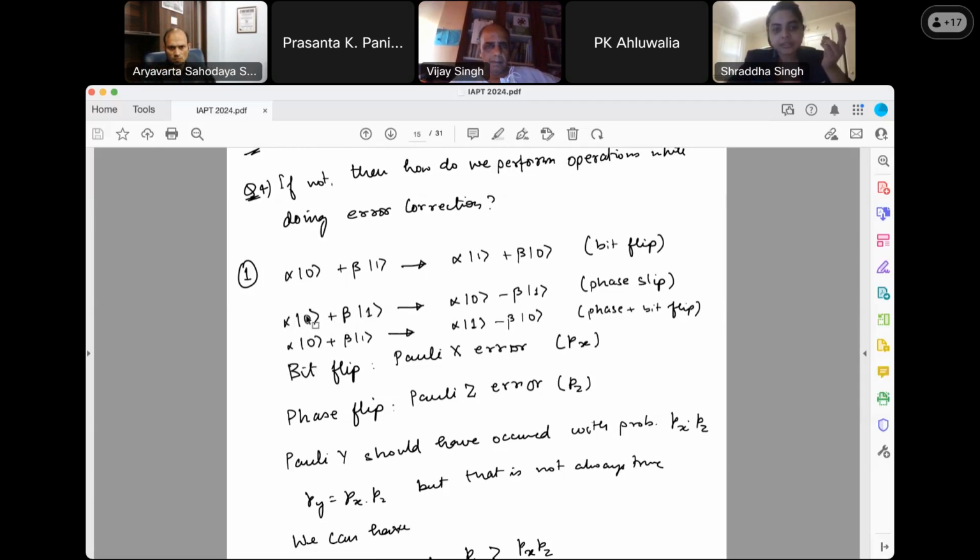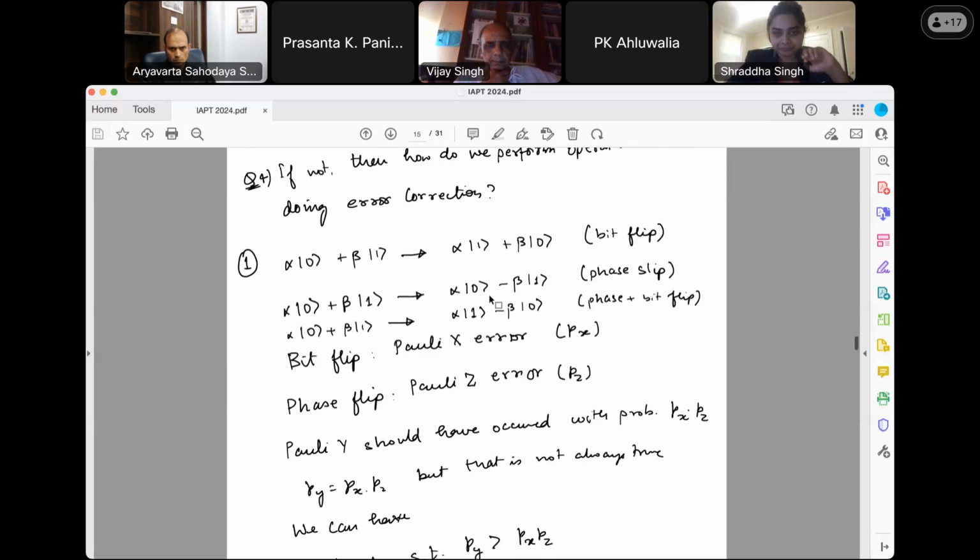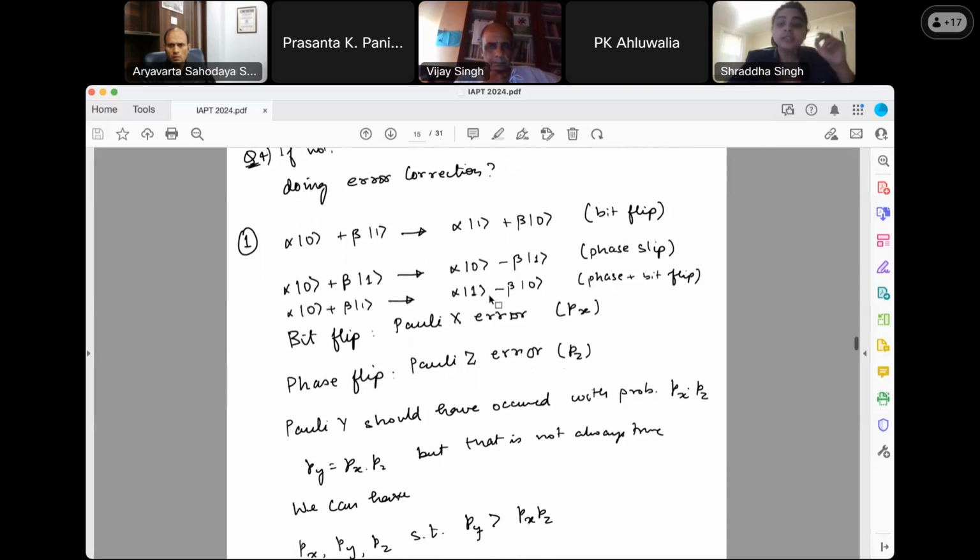If this state undergoes a phase flip, so the sign here, the plus e to the i theta 2 minus theta 1, the local phase here, if it changes by a sign, that is by a phase of pi, because e to the i pi is minus 1, then you have a phase flip. What you can also have is a phase flip plus bit flip.